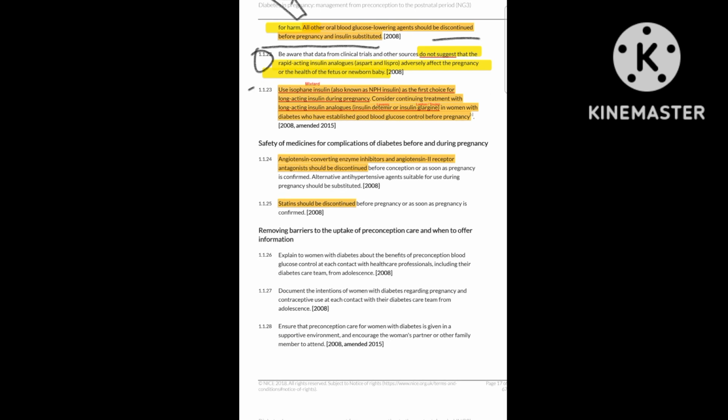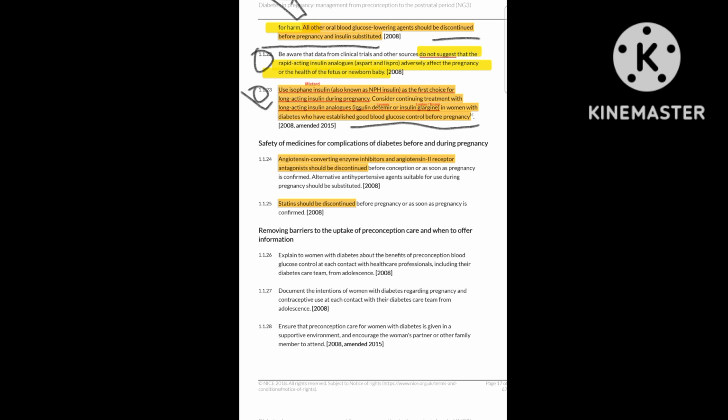Use isophane insulin, also known as NPH insulin, as the first choice of long-acting insulin during pregnancy. Consider continuing treatment with long-acting insulin analog, insulin detemir or insulin glargine, in women with diabetes who have established good blood glucose control before pregnancy.